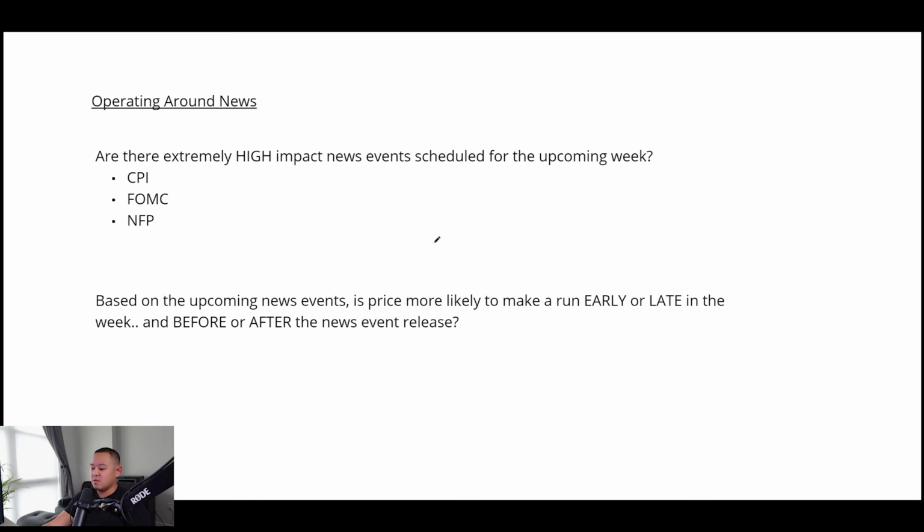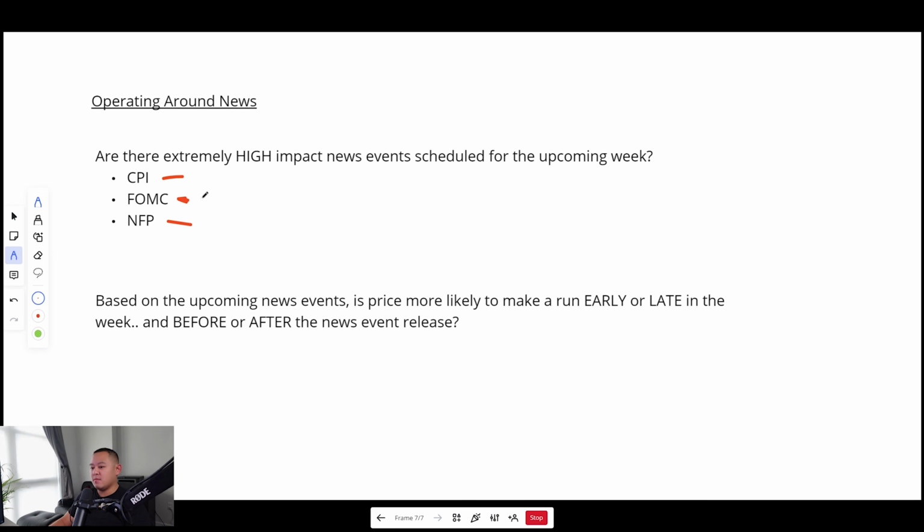It all comes with context, right? And I don't believe you're going to get all the context just from looking at charts. You're going to get a lot of it, yes, but I think understanding the why behind it all comes from the calendar, to be honest. All right, so are there extremely high impact news events scheduled for the upcoming week? CPI, FOMC, or NFP? A lot of times you have to determine based on the current price action. All right, are we expected to see price action move a specific direction ahead of these events or after the events?